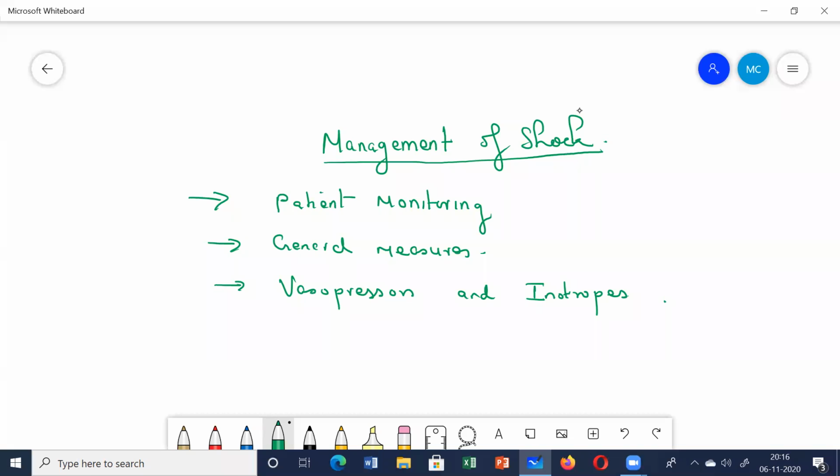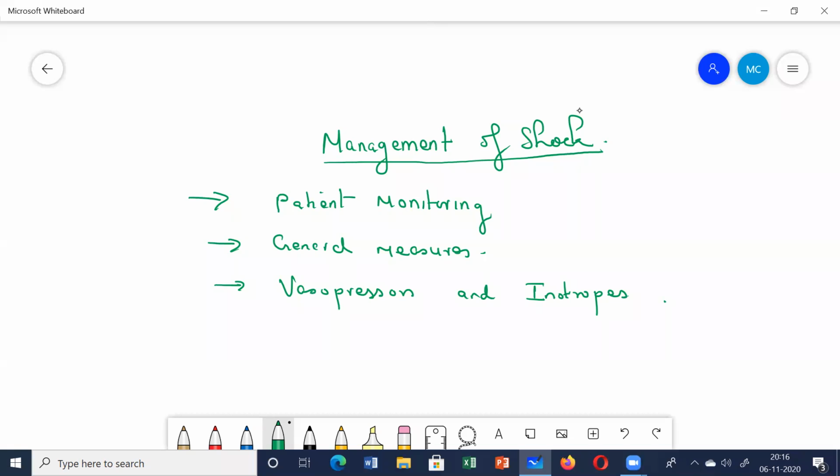Okay, so today in this lecture, we shall talk about the management of shock. What is shock, the definition, classification, pathophysiology, and clinical manifestations were already discussed in the last lecture. So here we shall mainly talk about the management of shock. Management of shock is mainly discussed under three headings.